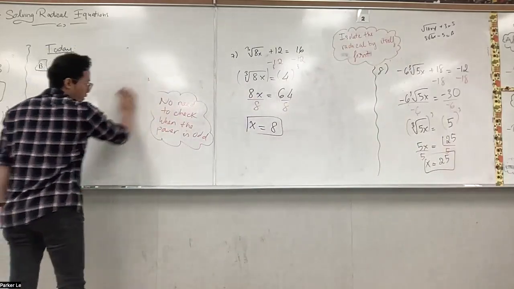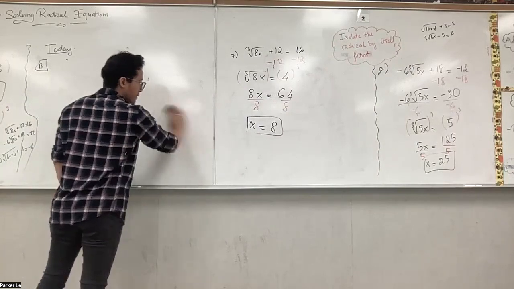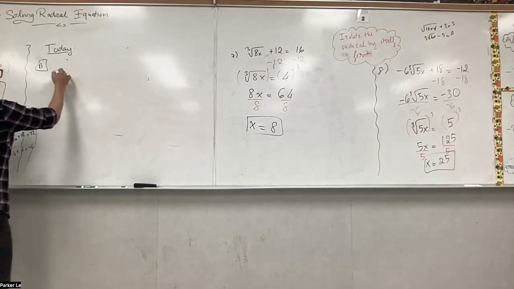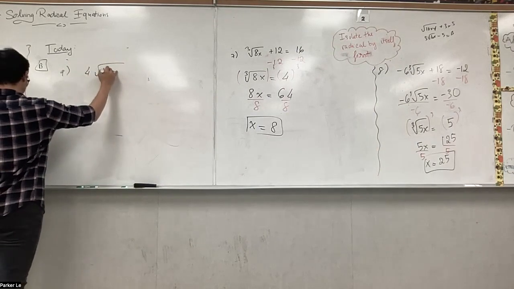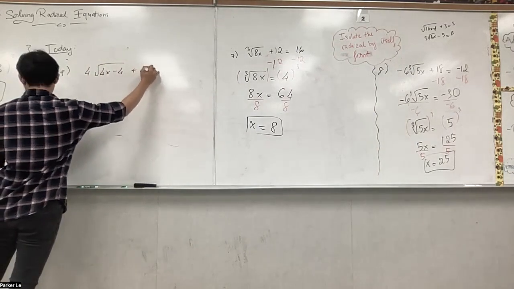Let's assemble for part D. See, very fast. Number 9. A lot of 4.